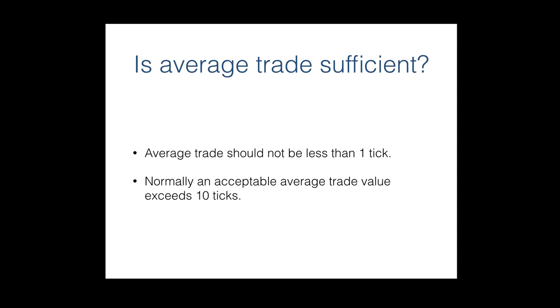First of all, we should check if the average trade value is sufficient. Remember that if your strategy averages 1 tick or less per trade, then most likely it is not tradable. A good practice is to consider strategies that generate at least 10 ticks per trade on average. However, of course, this value may vary depending on the holding time, trade frequency, and many other parameters.